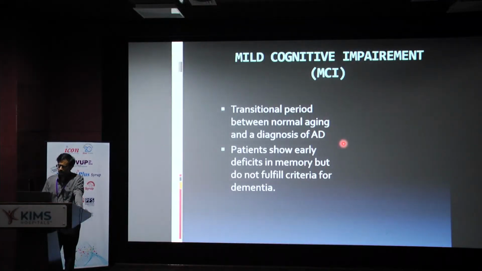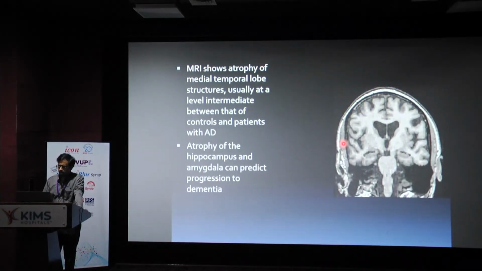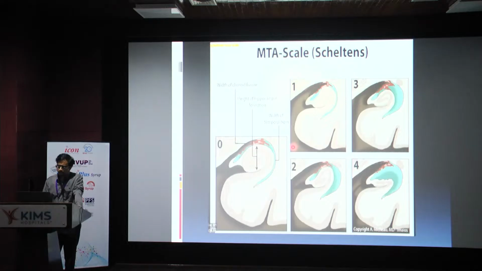We are interested in picking up these MCI patients, rather than most of the times picking them up very advanced. So this is that famous scale. 1 stands for widening of the choroidal fissure, so there is some volume loss happening here. Then 2 is the temporal horn. Something that happens here will change the temporal horn. Then comes the 3 and 4.